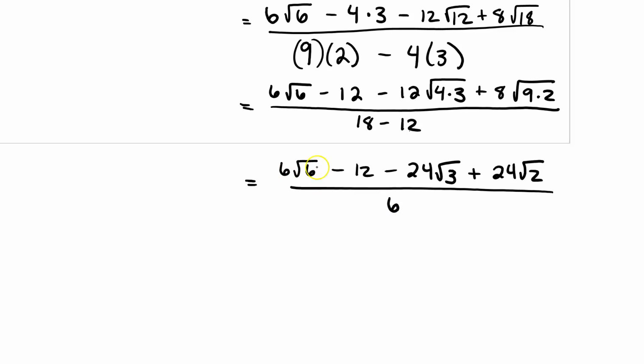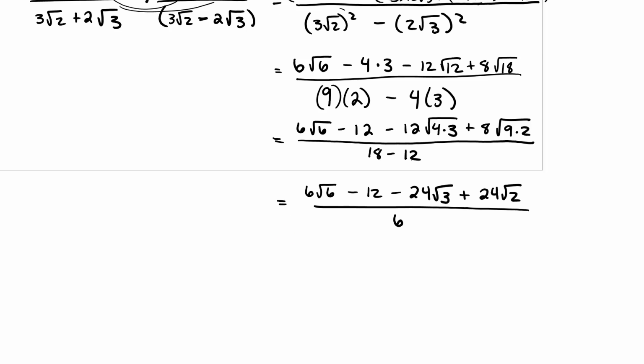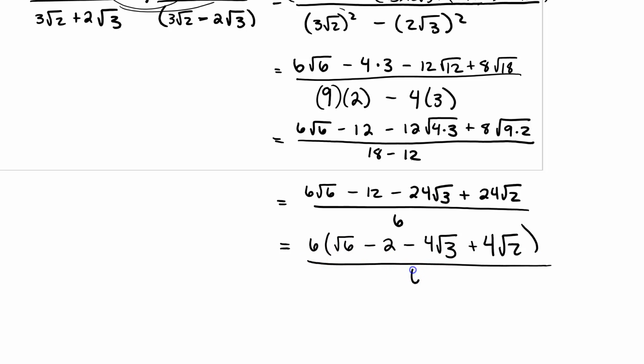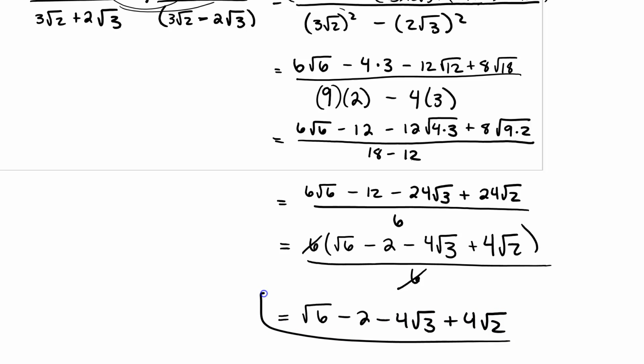Now I look through this and I see that the coefficients all have a factor of 6 that I can factor out. So I factor out a 6, and what's left is root 6 minus 2, minus 24 divided by 6 is 4 root 3, plus 24 divided by 6 is 4 root 2, close bracket, 6 in the bottom. However, I can cancel my 6 on the bottom with the 6 on the top, so my final answer is root 6 minus 2 minus 4 root 3 plus 4 root 2. And there you have it.